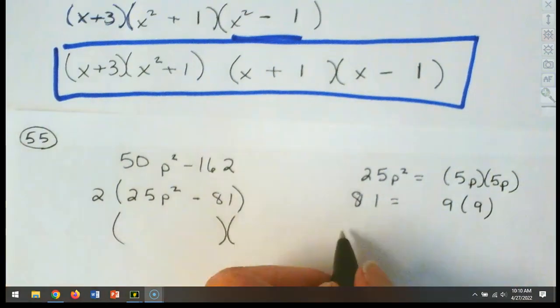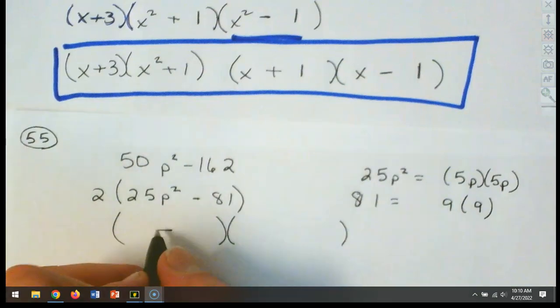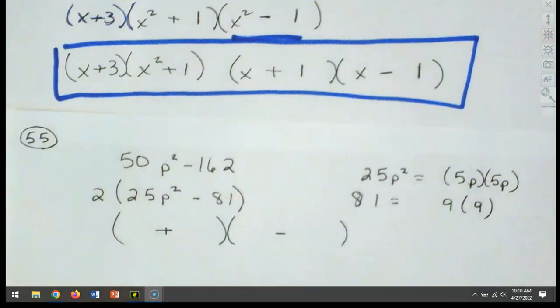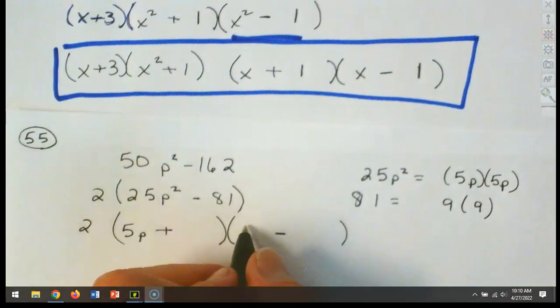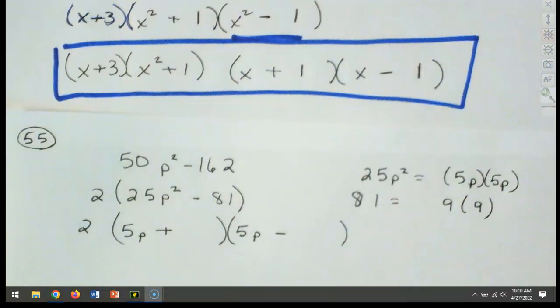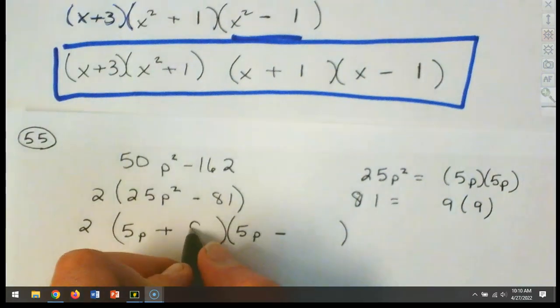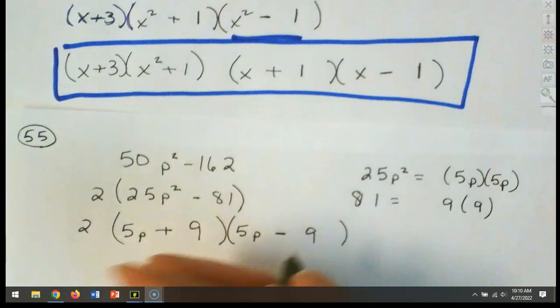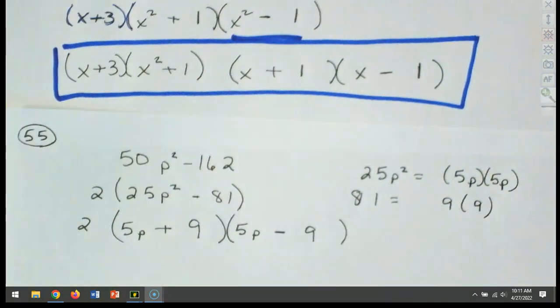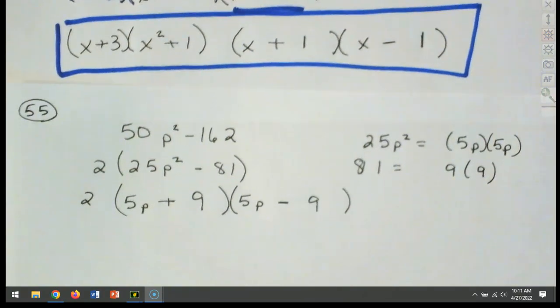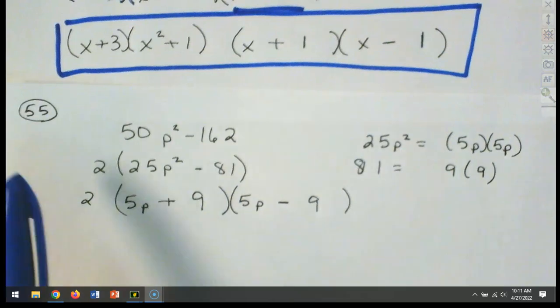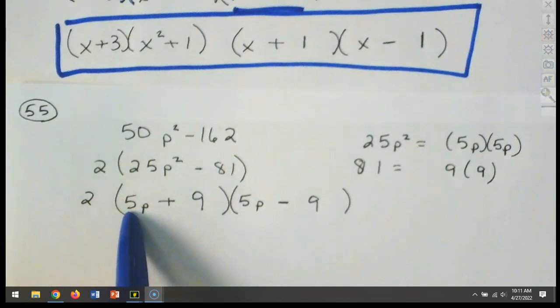So difference of squares, how does it go? Plus, minus. We already know that 25p squared is a perfect square of 5p and 5p. And we know that 81 is a perfect square of 9 and 9. How do we know we can stop? How do we know we're done? This is sometimes where students get confused as well. We know that we can stop because, is 5 a square or a cube?